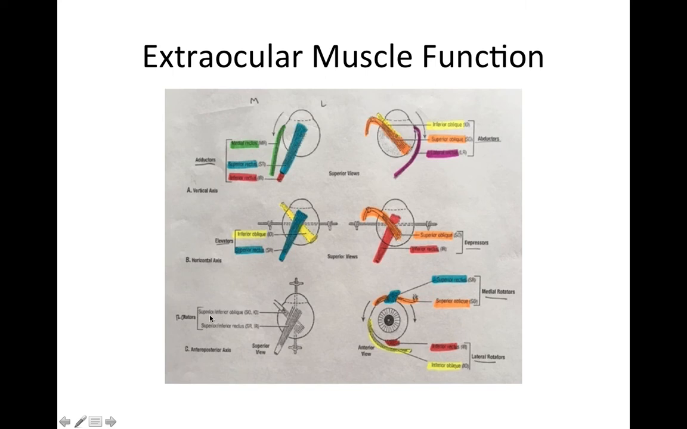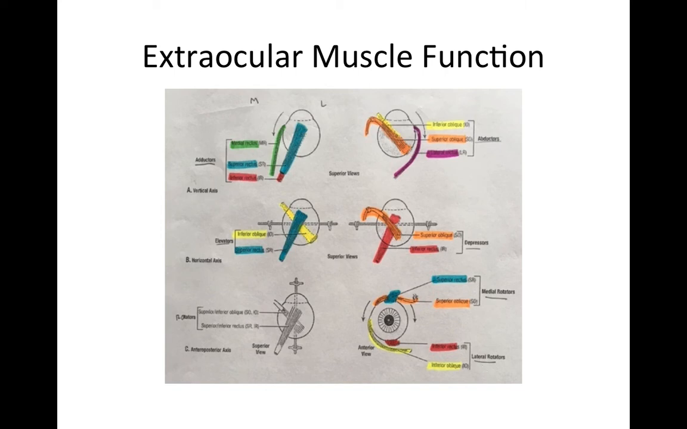And then lastly, your rotator. So now we're really thinking about a 3D axis. Imagine you have a ball in your hand and you're rotating it to the left or rotating it to the right. And that's what this last line is showing you. So we have our rotator muscles. We have specifically medial rotators and lateral rotators.